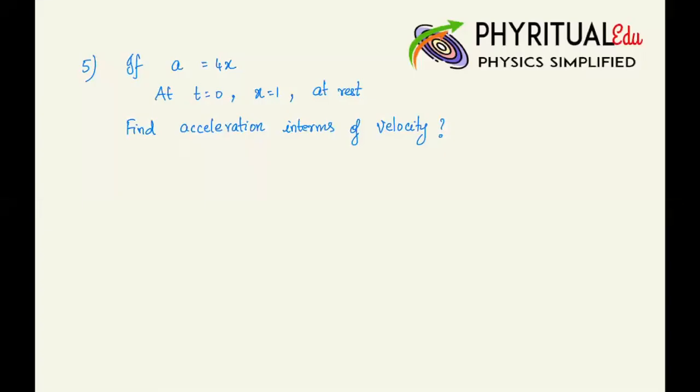Okay, so look at this question. Acceleration is given to be 4x, varying with position, and at t equal to 0, x is 1 and the object is at rest. You have to find the acceleration in terms of velocity. So just try it out.